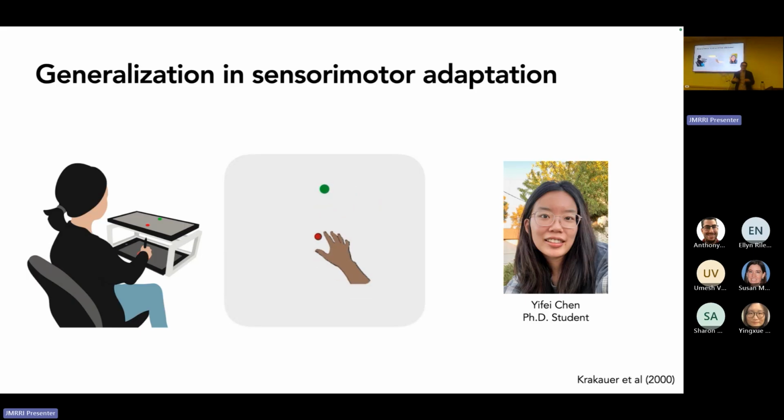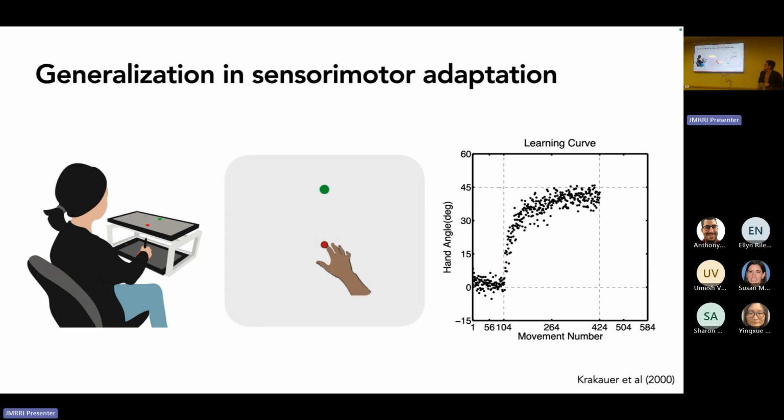And then we put on a 45-degree rotation. So they move straight, it goes off by 45 degrees. And over time, they'll slowly learn it and get a gradual learning function. If you plot movement number or trials on this axis, hand angle on this axis, this is before the rotation comes on. Rotation turns on, they have to move their hand 45 degrees in the opposite direction, and they get this learning function, right? Classic power law learning function.